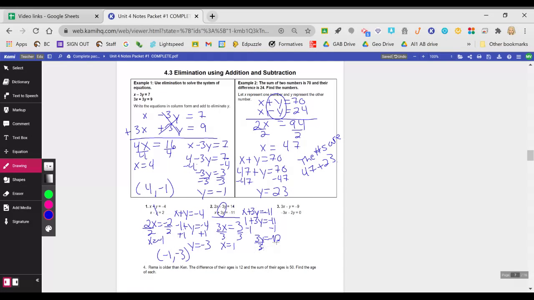Divide by 3, and y equals negative 4. So that is the point (1, negative 4). So that means that's where they would cross on the graph.